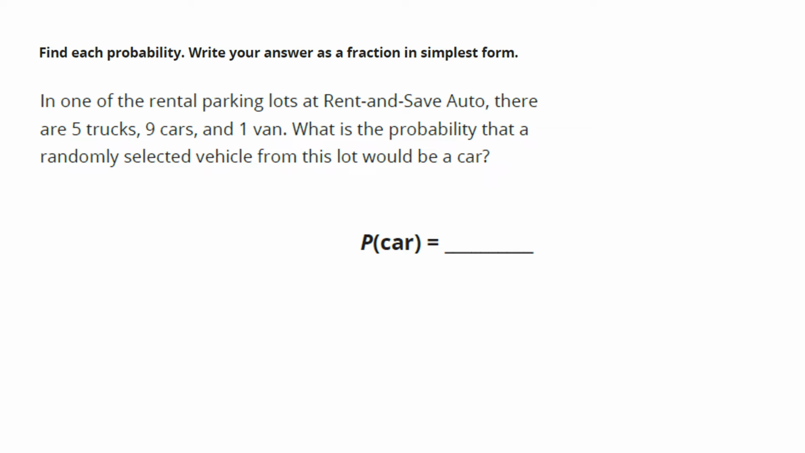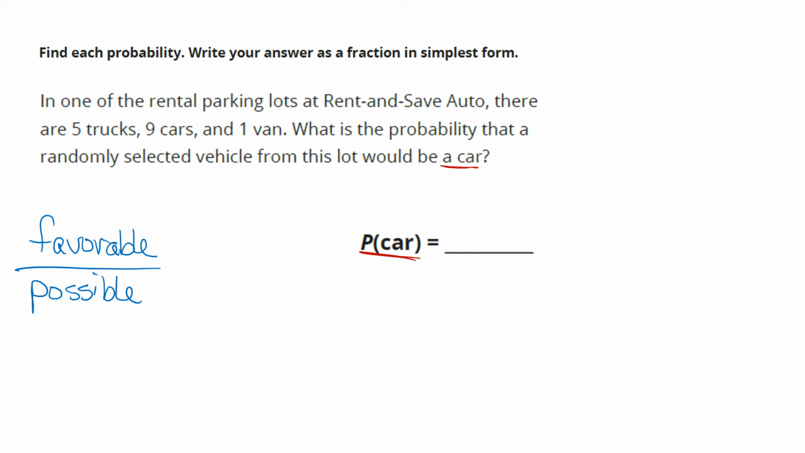In this example, we're going to find the probability in one of the rental parking lots at Rent and Save Auto. There are 5 trucks, 9 cars, and 1 van. What is the probability that they will randomly select a vehicle from this lot? And it would be a car. So the probability of a car. Remember, you have your favorable outcomes over the possible. So total possible outcomes.